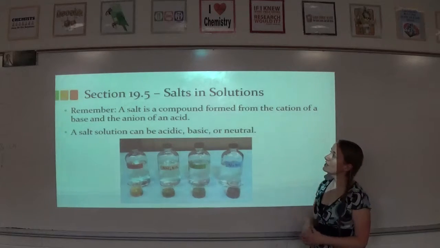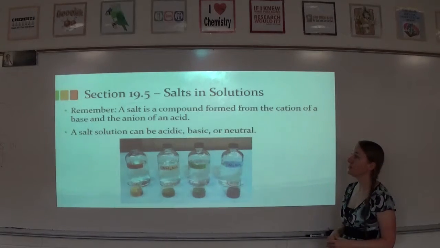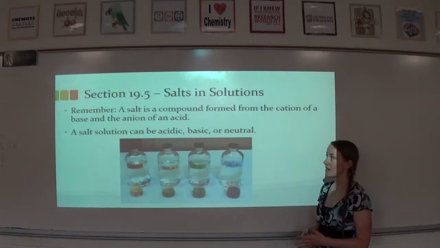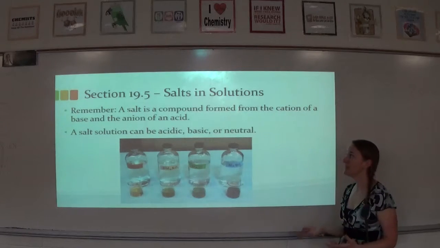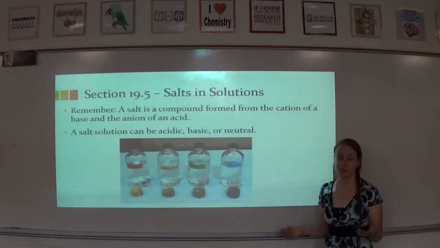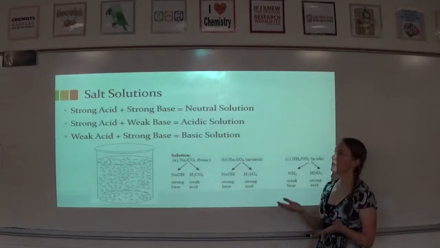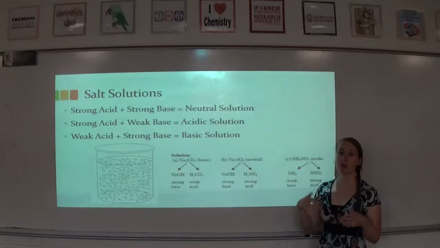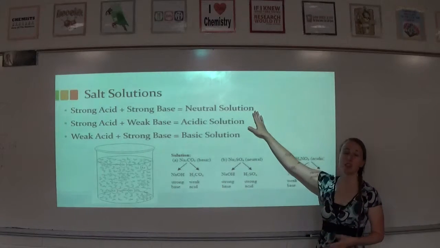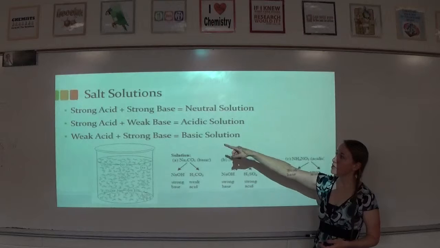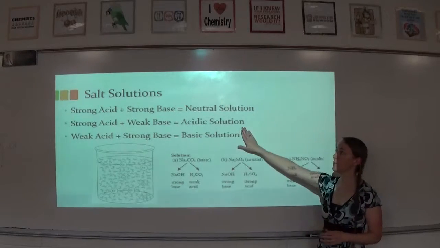So remember, a salt is a compound formed from the cation of a base and the anion of an acid. So a salt solution can be acidic, basic, or neutral. How do we know what it's going to be? We have to look at what it came from. If you combine a strong acid and a strong base, they will fully neutralize and you get a neutral solution. If you combine a strong acid and a weak base, you end up with an acidic solution.